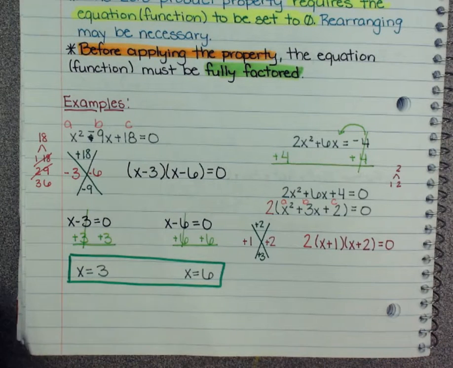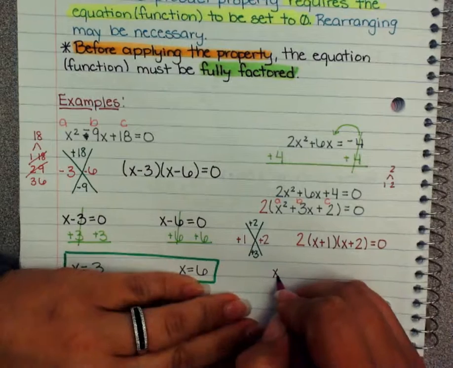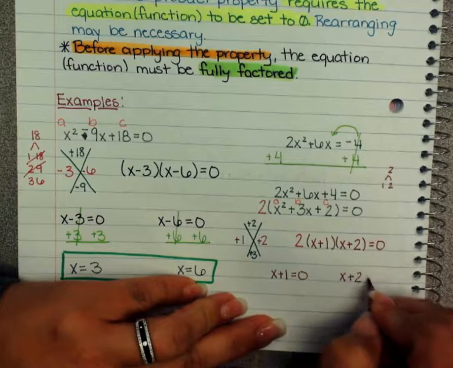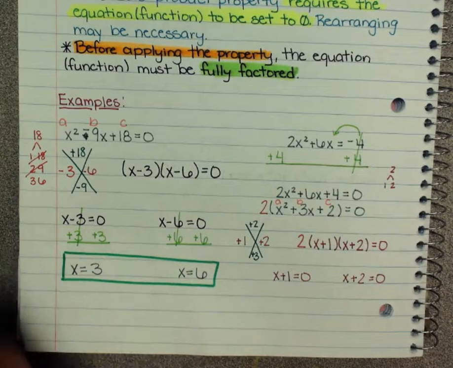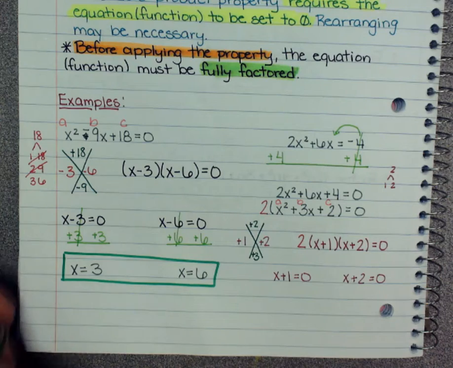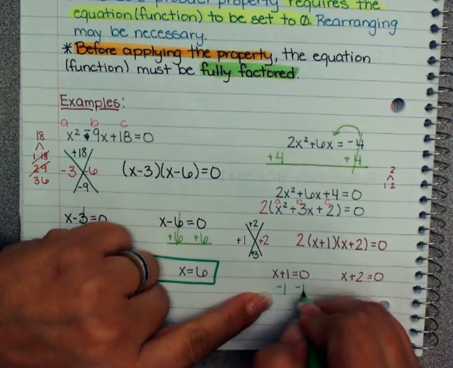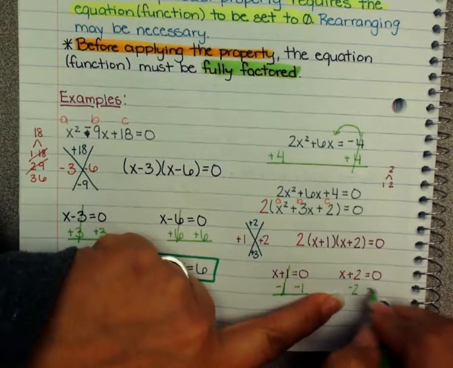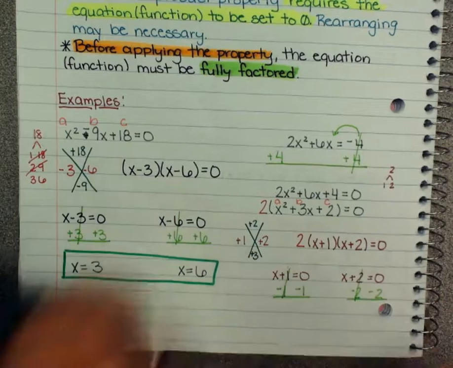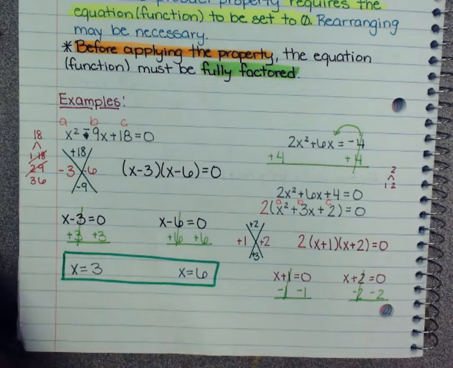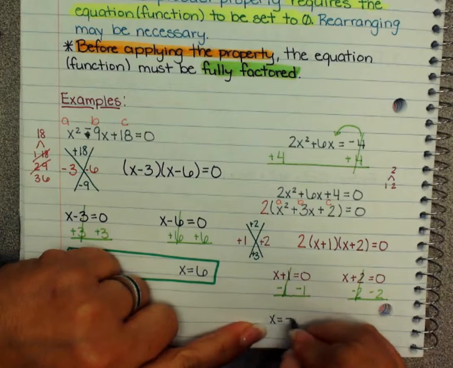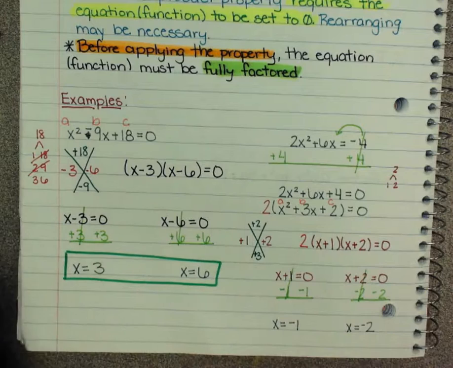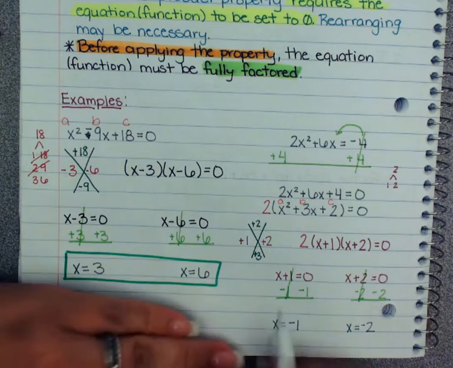So what we do is we say x plus 1 is equal to 0, x plus 2 is equal to 0. And we solve. So subtract 1, it's always the opposite of what you see. So we subtract 1. Subtract 2, always the inverse operation. And we have x is equal to negative 1, and x is equal to negative 2. These are the solutions to our problem. Okay, solution.